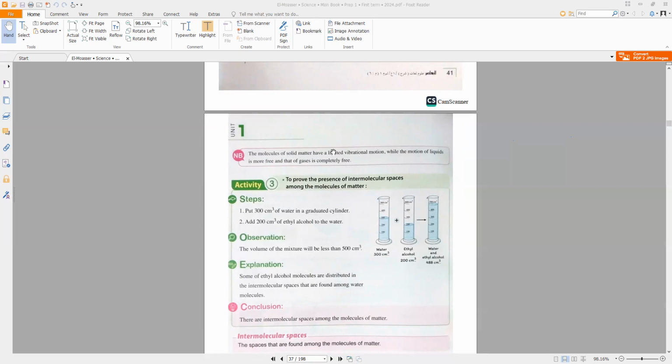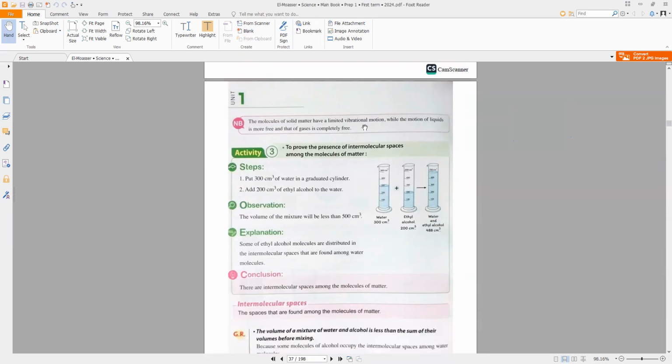Okay, I see the motion of a liquid, and I see the motion of gases, but I can't see the motion of solid matter. If I have a piece of iron, I can't see the motion of its molecules. Why? Because the motion of solid matter is a vibrational motion. What's the meaning of vibrational motion? Its motion in its place, around its position.